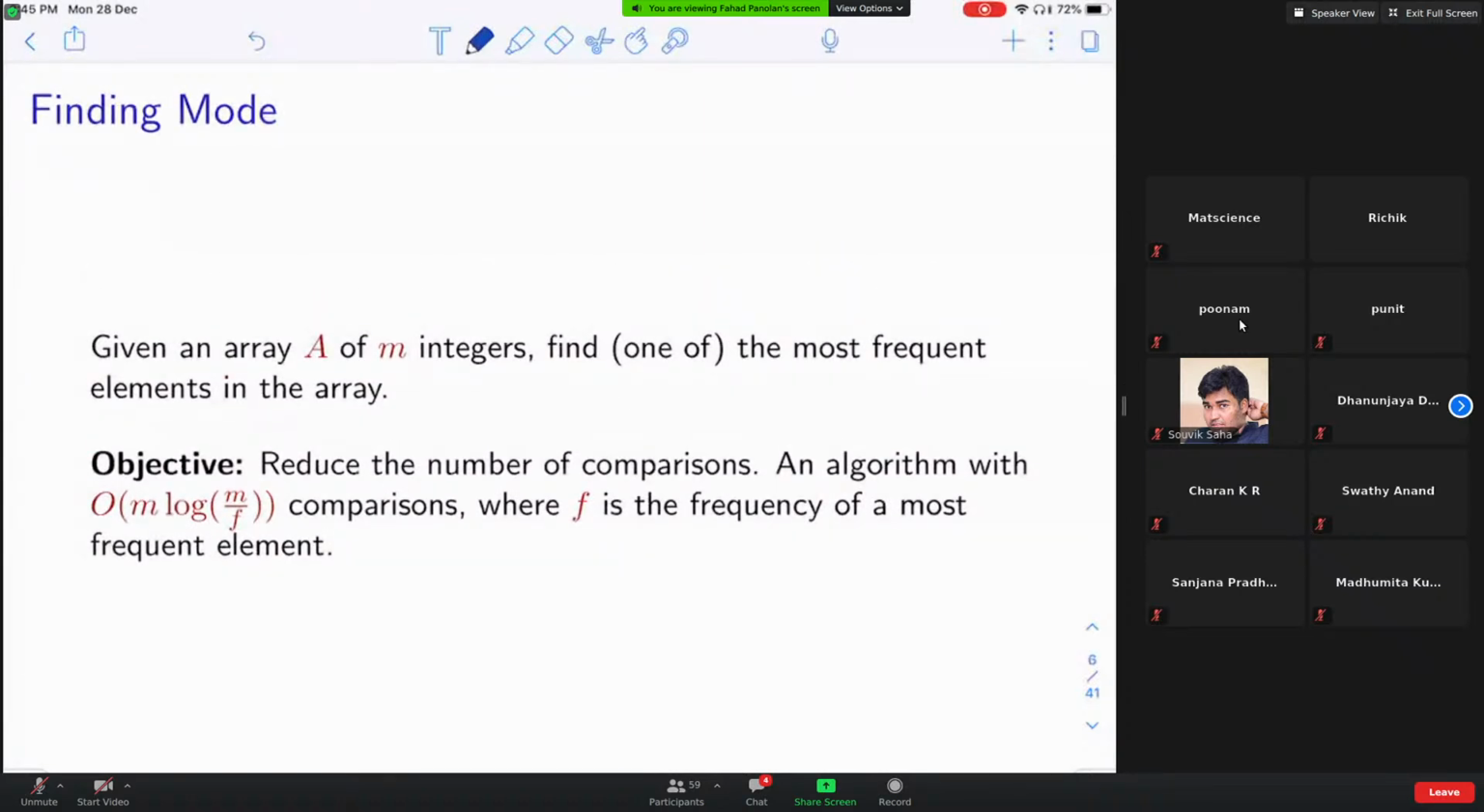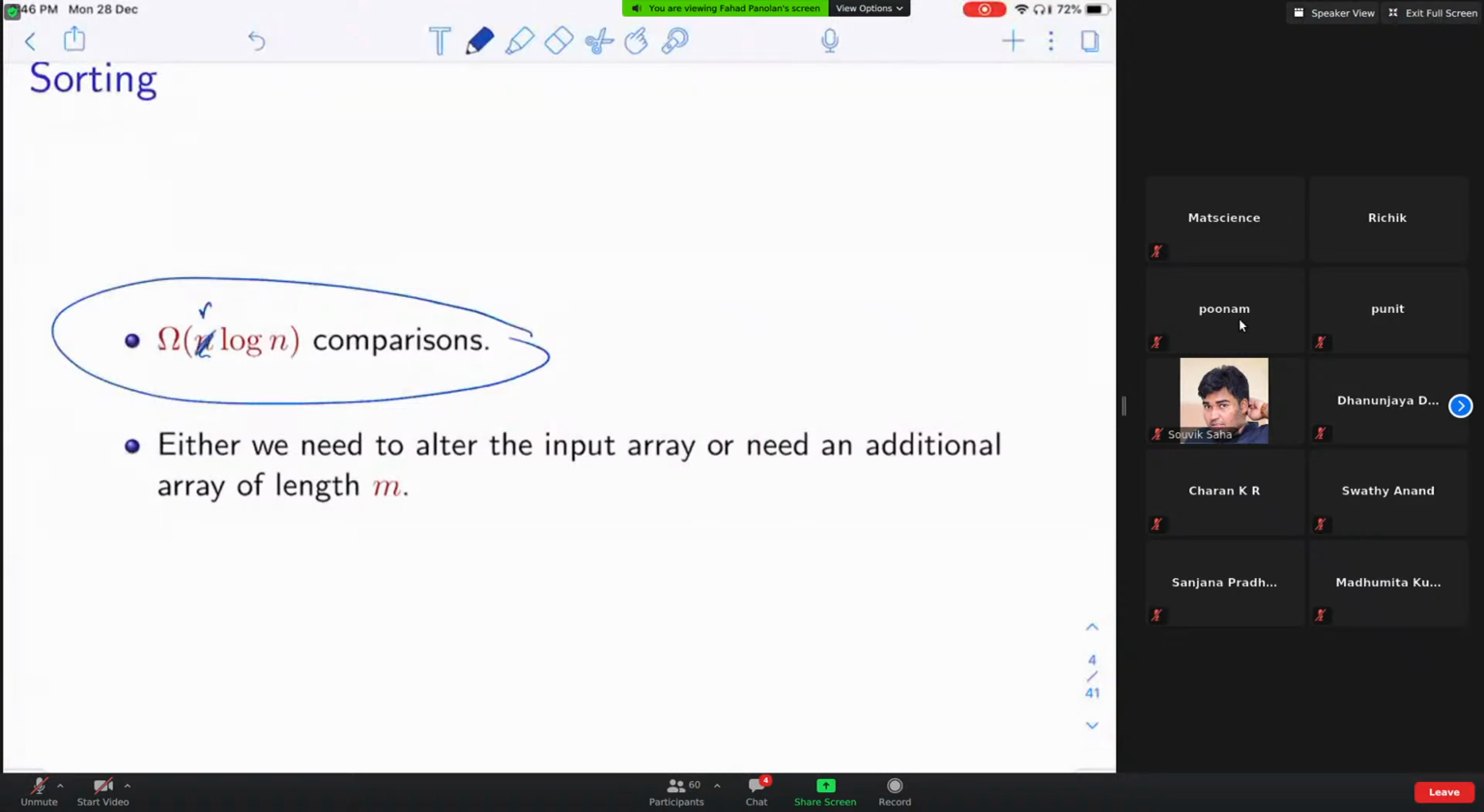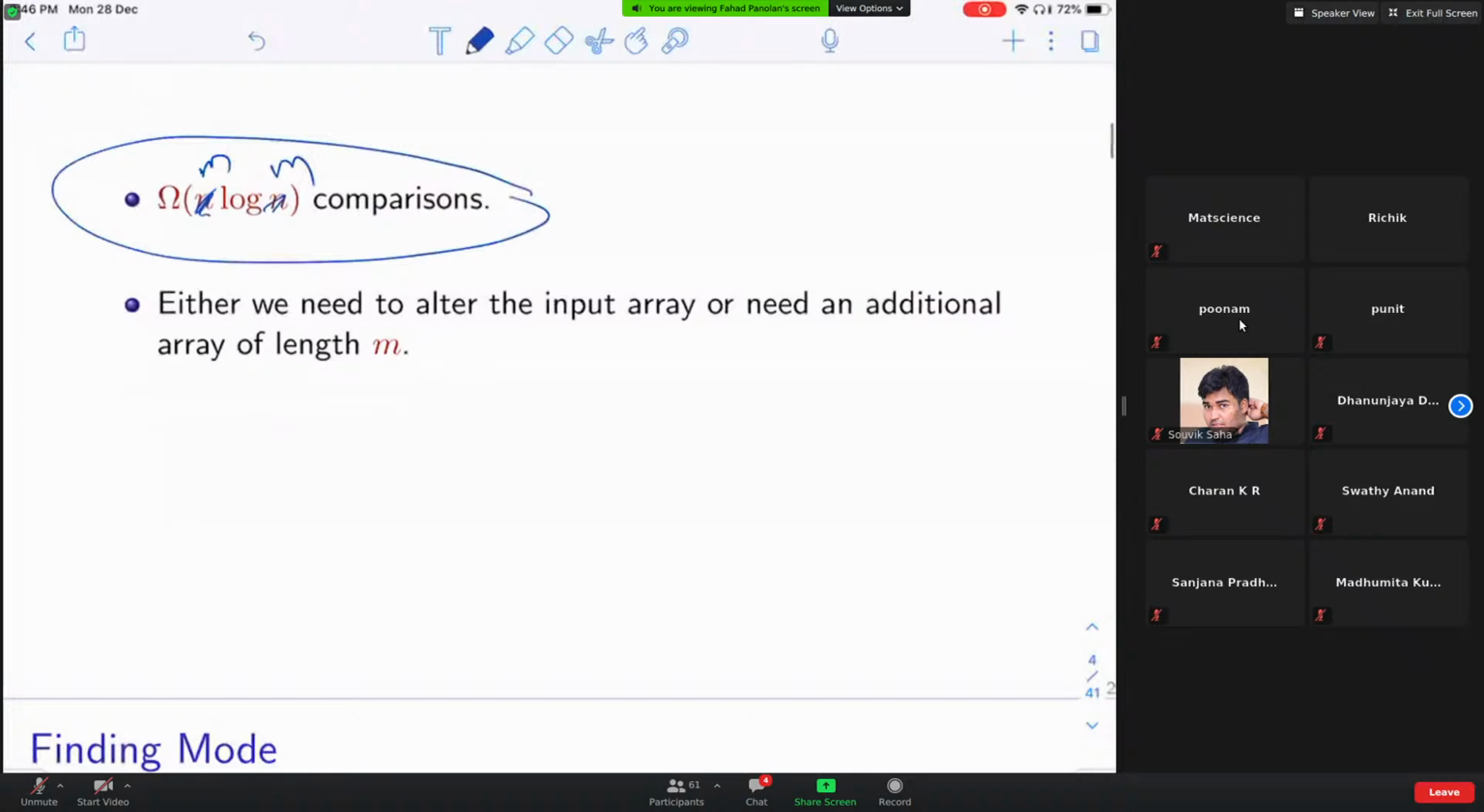Suppose the frequency of the most frequent element is f. Then in the algorithm which we will see in the next slide, the number of comparisons we will be using is, forgive me, m log m. Okay, so m is the number of elements.